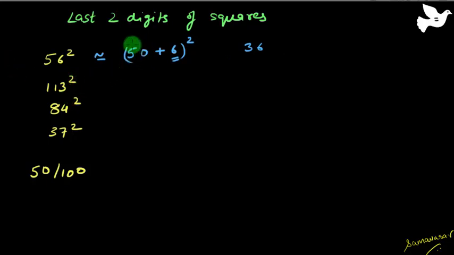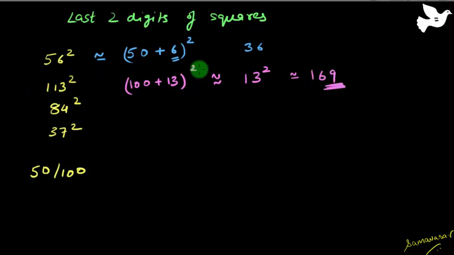113 raised to the power 2. This can be written as (100 + 13) raised to the power 2. So the last two digits will be the same as the last two digits of 13 square. Whenever you have 50 plus something, 100 plus something, 50 minus something, or 100 minus something, you just take this plus or minus expression. 13 square is 169. So the last two digits will be 6, 9. So for 113 raised to the power 2, the last two digits will be 6, 9.